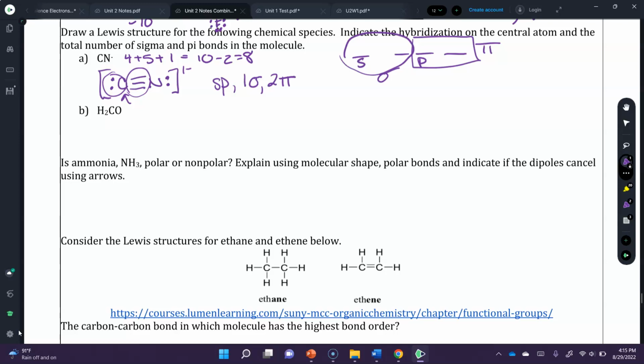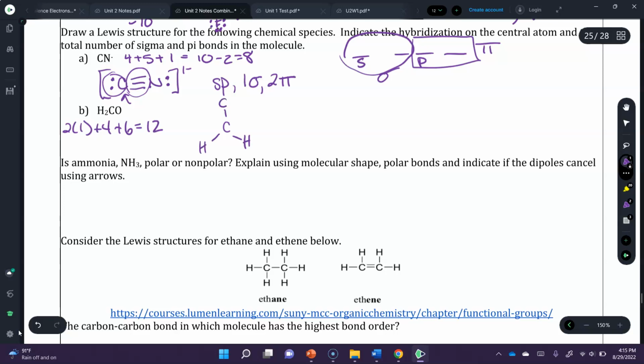Okay, so if we look at our next one, we need to determine its structures. So 2 hydrogens, a carbon, and oxygen gives us 12 electrons to work with. So carbon is central, and it bonds to oxygen and the hydrogens. Then we distribute electrons, and we see that carbon needs to share a pair with oxygen in order to have a complete octet.